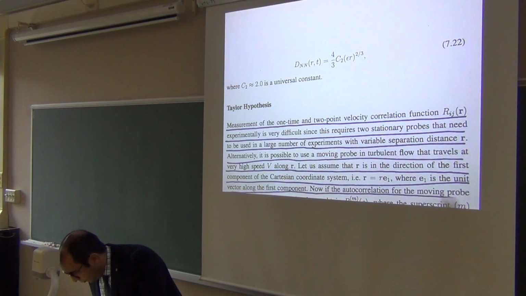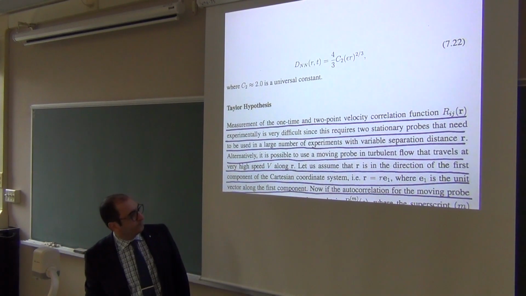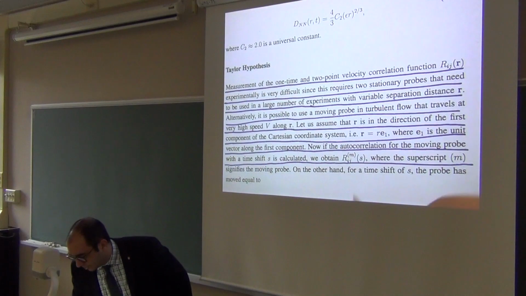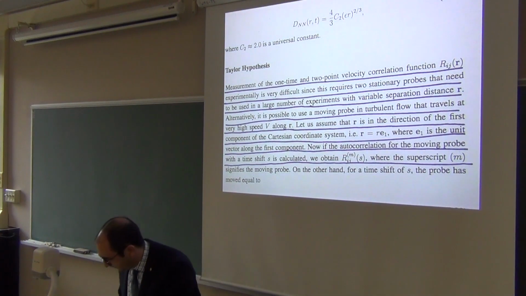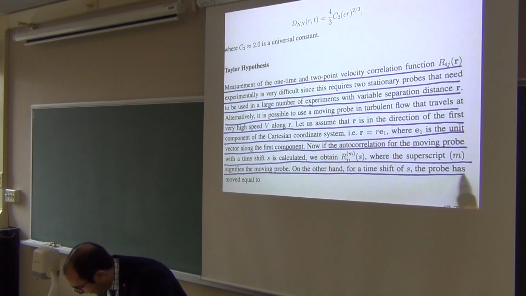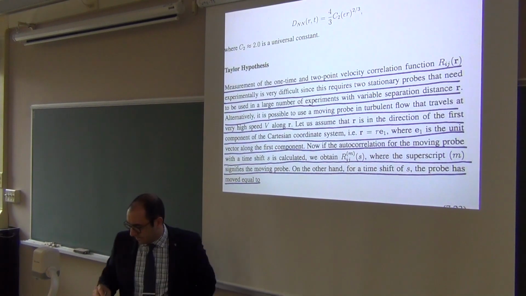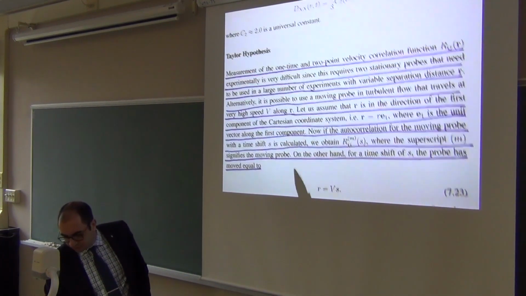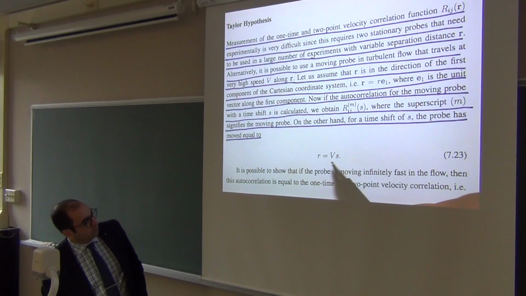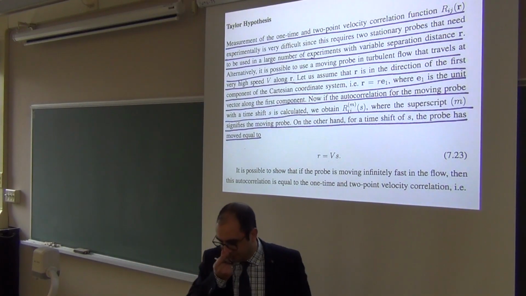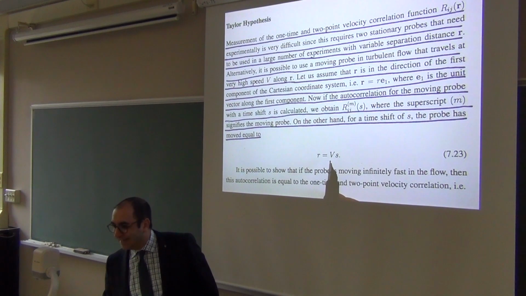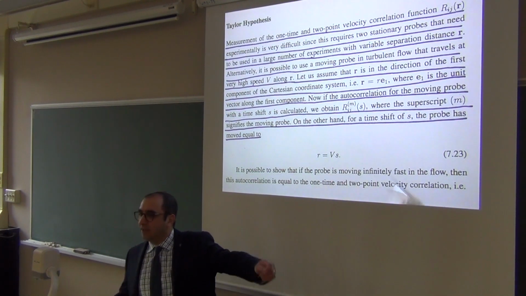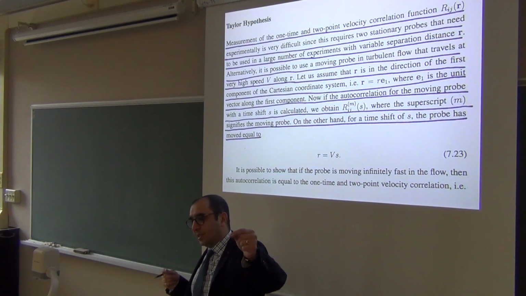And you can calculate a new form of autocorrelation function. And I put this as R sub ij, but with a superscript m in here, which means this is the autocorrelation for a moving probe. And if the probe is moving at a velocity v, for any given time shift s, the probe has moved a distance r. Which means that by how fast I move this probe and delaying its measurement, I'm actually measuring two locations in the fluid separated by distance r.